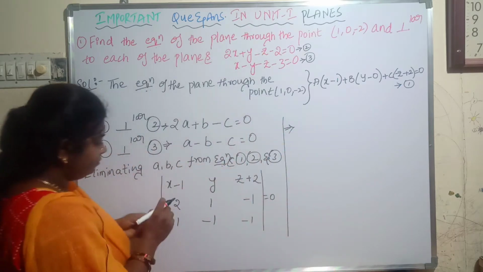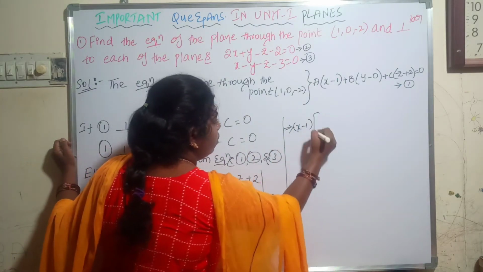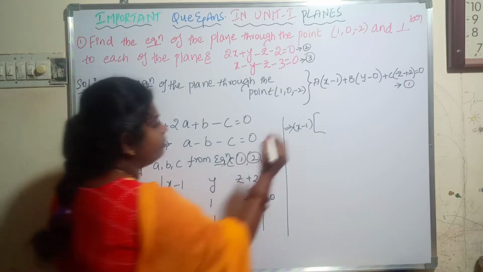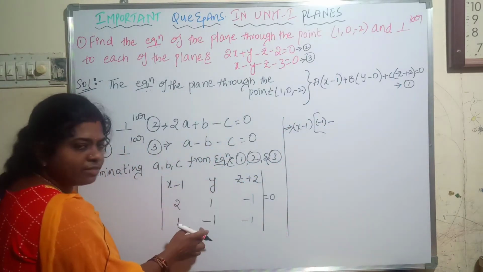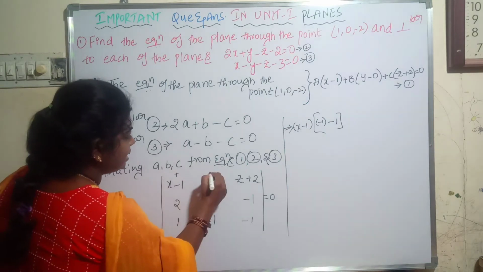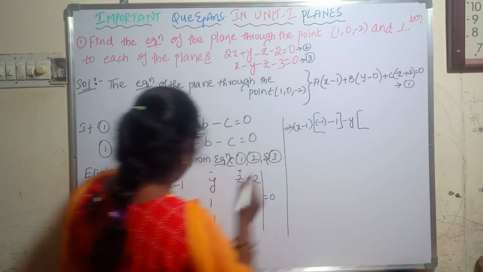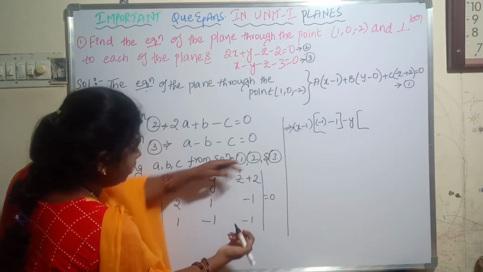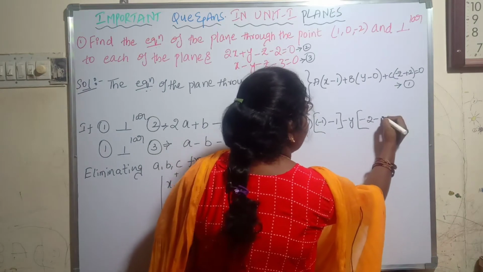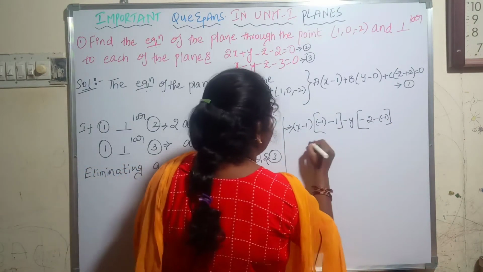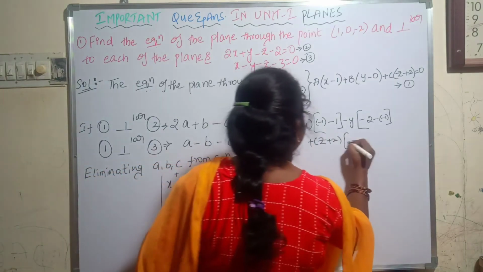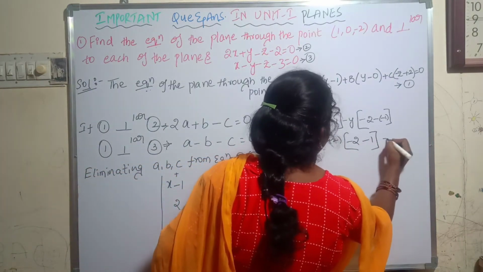That implies (x - 1) times, eliminating this row and this column, AD - BC: 1 times -1 minus (-1)(-1), which is 1. We write the signs like this: plus, minus, plus. So it becomes minus y times, eliminating this row and column, 2 times -1 minus (-1)(1), which is -1. Again plus (z + 2) times, eliminating this column, AD - BC: 2 times -1 minus 1 times 1, which is equal to 0.